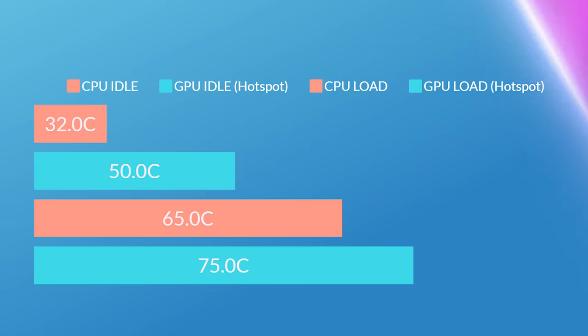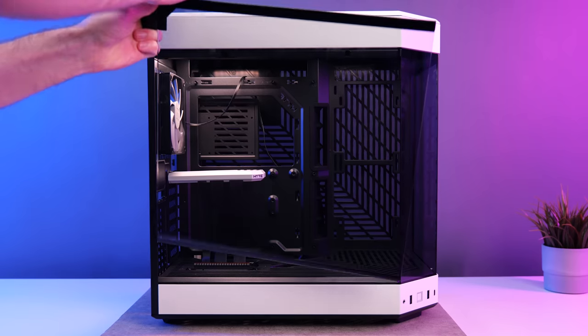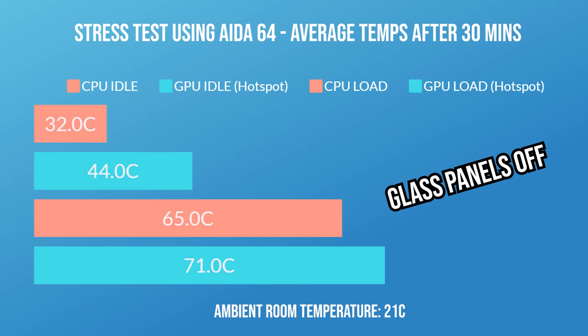So with the glass on, we have idles of 32 on the CPU and 50 on the GPU. Then under load, we got 65 on the CPU and 75 on the GPU. And now after removing both the side and front glass panels, at idle we were getting 32 on the CPU and 44 on the GPU, so a little bit cooler on the GPU there. Then under load, we had temperatures of 63 on the CPU and 71 on the GPU. So about 4 to 5 degrees difference there on the GPU with the glass on and 1 or 2 degrees on the CPU. So yeah, for a case with this much glass, I'm actually pretty impressed.